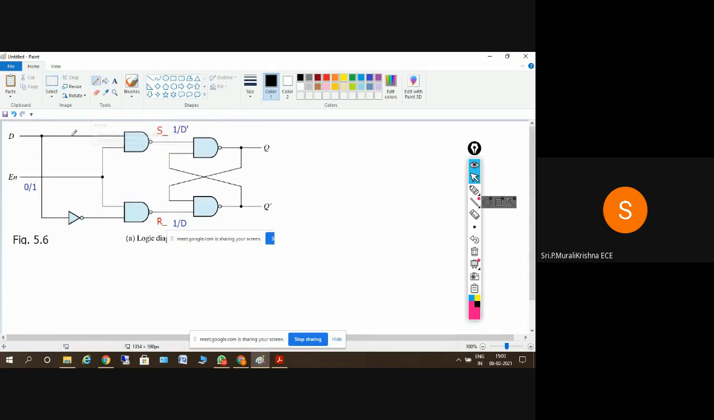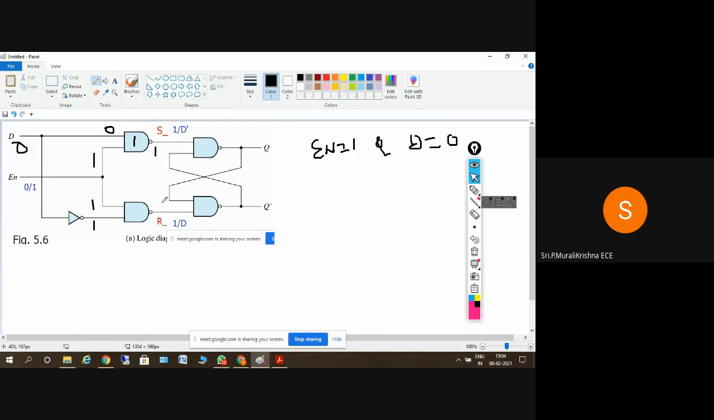So the first case: I'll consider enable equal to 1 and D equal to 0. Okay, so D is 0, enable is 1. This enable signal is 1 here, and we used an inverter here. So when I use an inverter, I'll get a 1 here. So what happens here? D is equal to 0 and this is 1. So what is the output of this first NAND gate? The output is equal to 1.